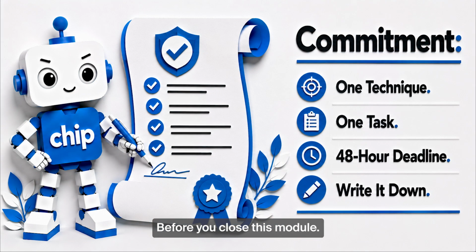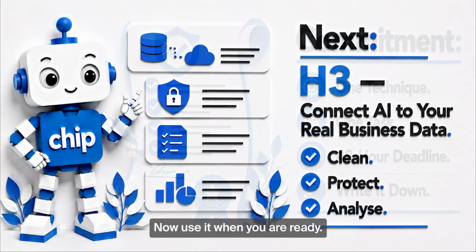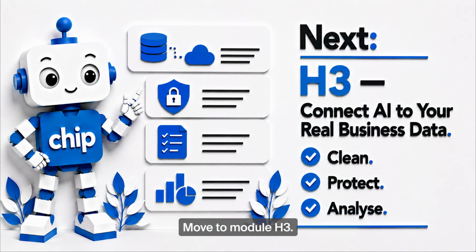Before you close this module, write down your commitment. Write your name. Write the one prompt technique from this module you will use this week. Write the business task you will apply it to. Write your deadline of 48 hours. Put that paper somewhere you will see it every morning. A commitment written down is far more likely to happen than one kept in your head. You have the tools. You have the framework. Now use it. When you are ready, move to Module H3.